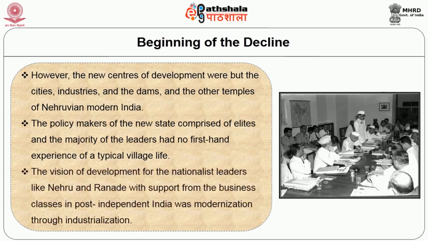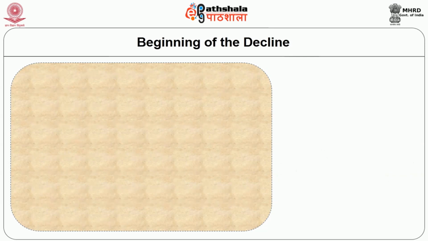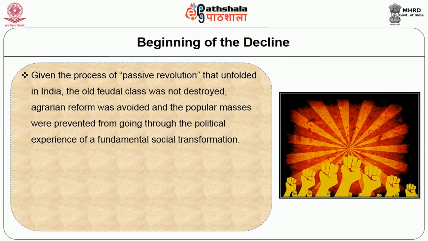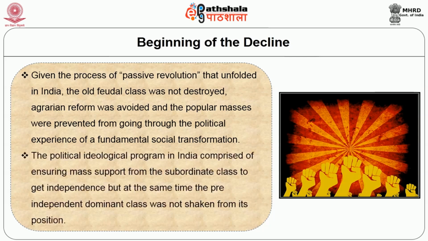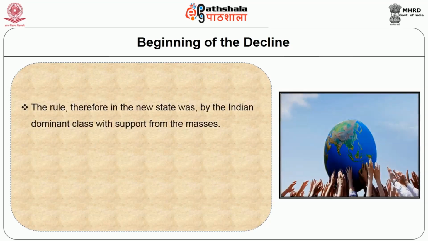The vision of development for nationalist leaders like Nehru and Ranade, with support from business classes in post-independent India, was modernization through industrialization. Given the process of passive revolution that unfolded in India, the old feudal class was not destroyed, agrarian reform was avoided, and popular masses were prevented from growing through the political experience of a fundamental social transformation. The political ideological program of India comprised ensuring mass support from the subordinate class to get independence, but at the same time the pre-independent dominant class was not shaken from its position. Therefore, the new state was run by the Indian dominant class with support from the masses.